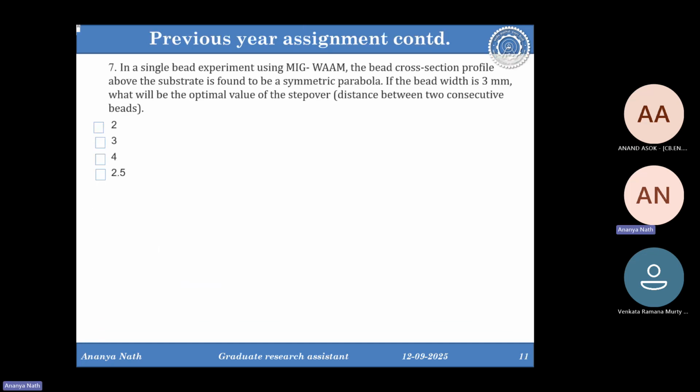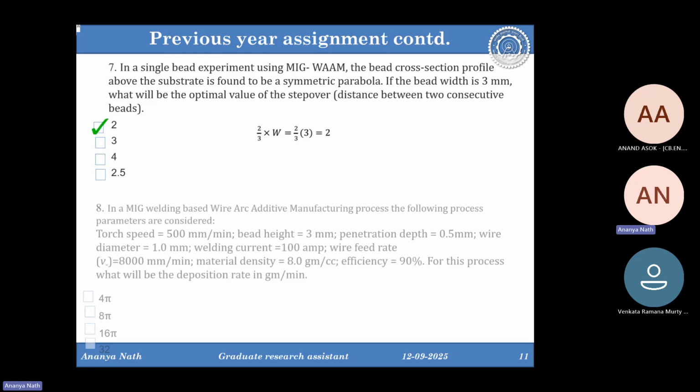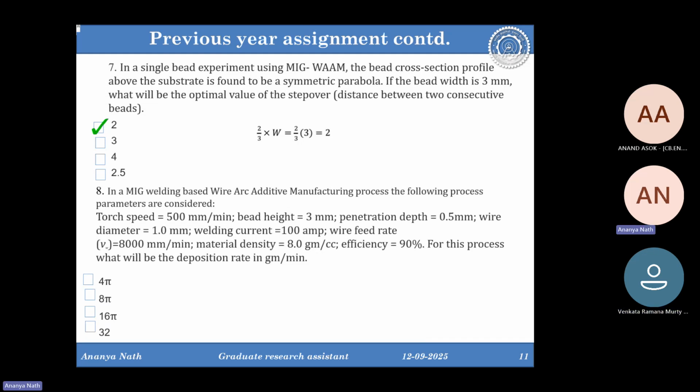In a single bead experiment using MIG-WAM, the bead cross-section profile above the surface is found to be a symmetric parabola. Same question: the width is 2 by 3 of the height, the step over. In a MIG welding based wire process, these are the parameters. So this is the same, that's why I wanted to show you. This is the same formula that you are using to get these problems. So you should practice these problems at home after today's class.